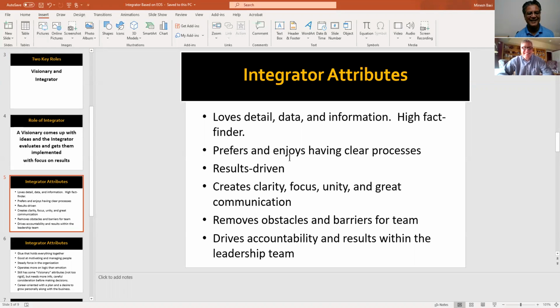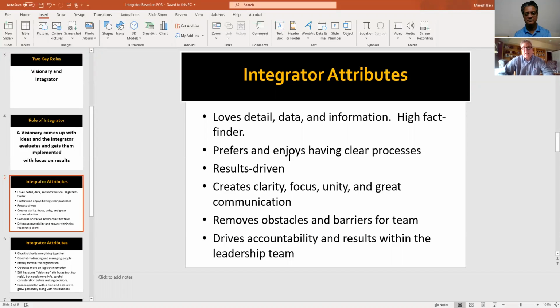Here are the attributes that you and I were discussing about the integrator. Do you want to just review them? Sure. As I was mentioning, the integrator just loves the detail, loves to be in the weeds, data. Usually they're high fact finders. They don't make quick flash decisions. They want to see the data and evaluate it. As I mentioned, they love clear processes. Where processes are lacking, they like to see processes because that's what drives their results, and it creates clarity, focus and unity in the team.